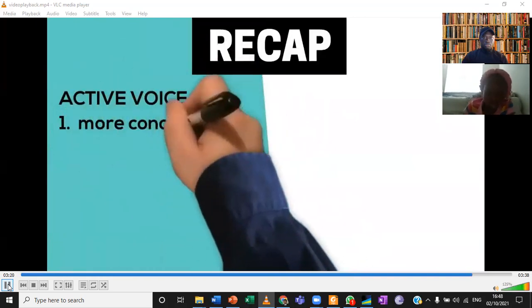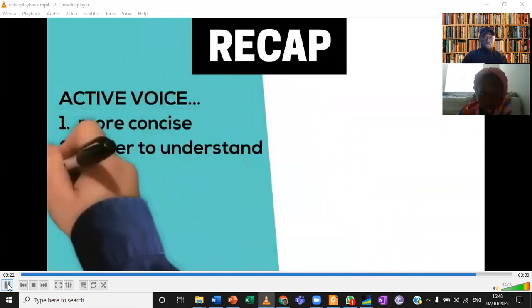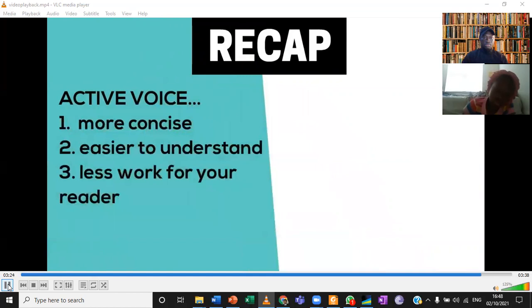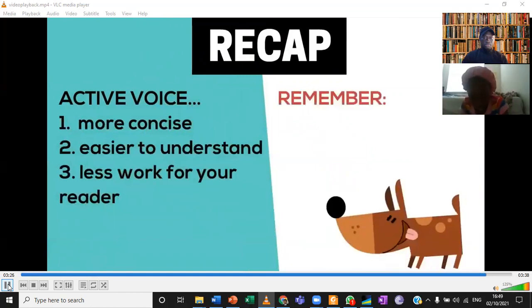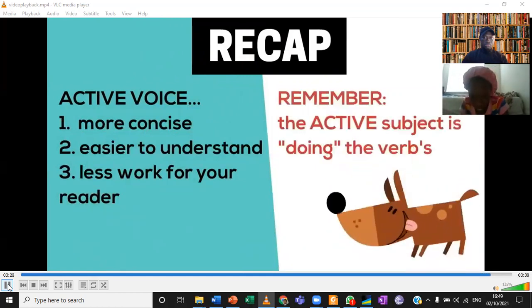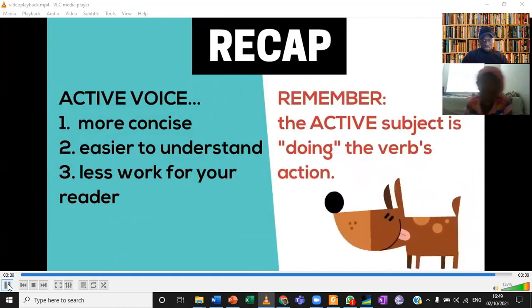Active voice: 1. More concise. 2. Easier to understand. 3. Less work for your reader. Remember, the active subject is doing the verb's action.